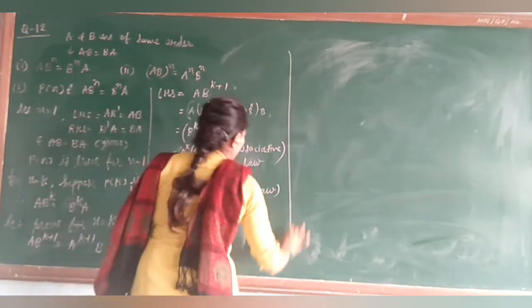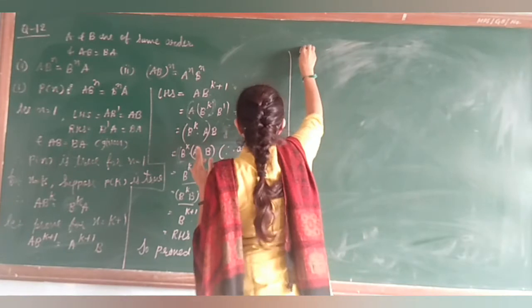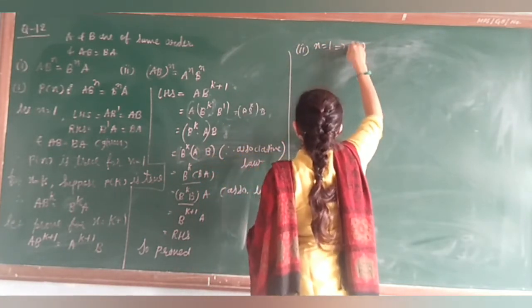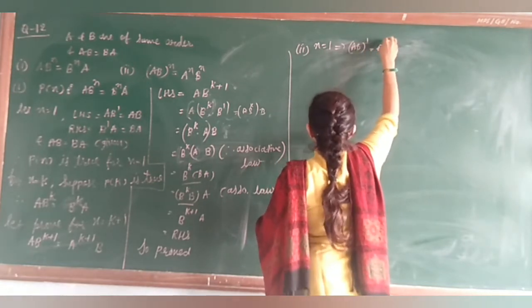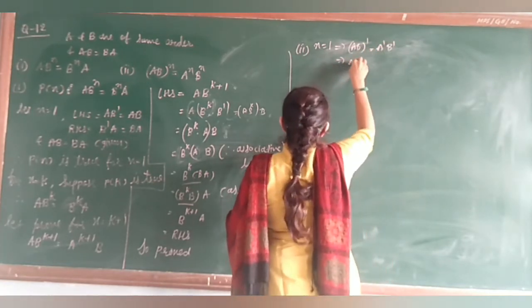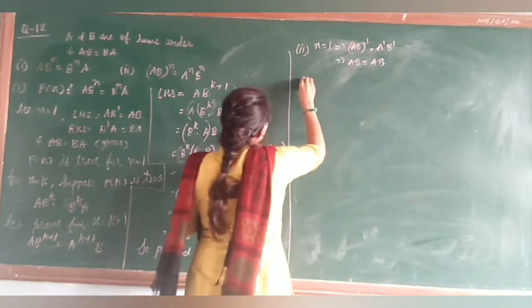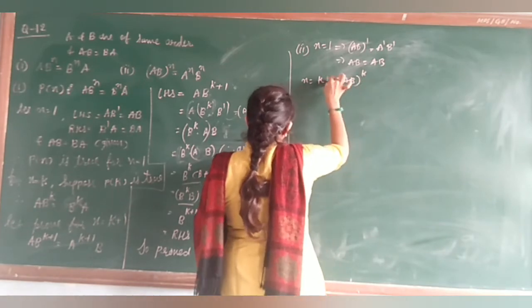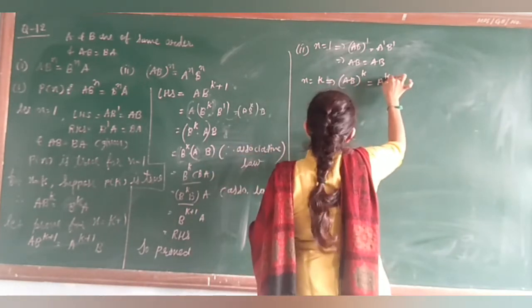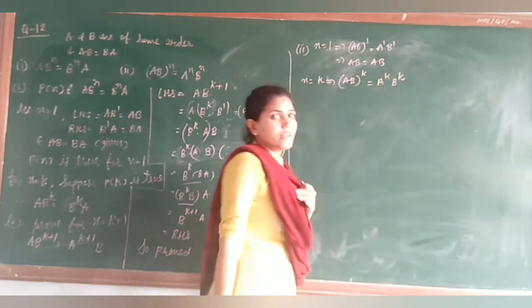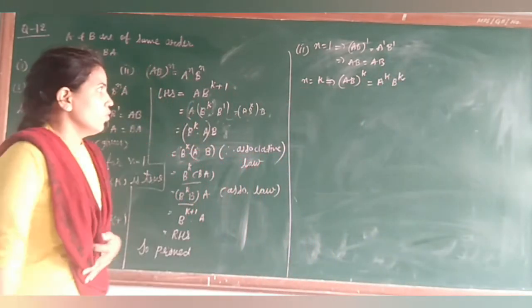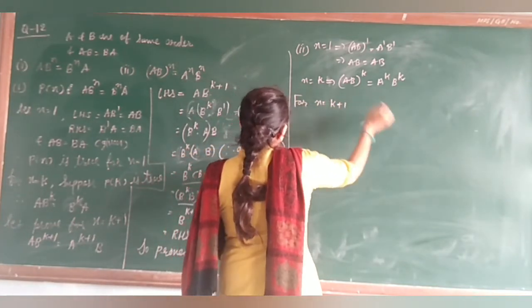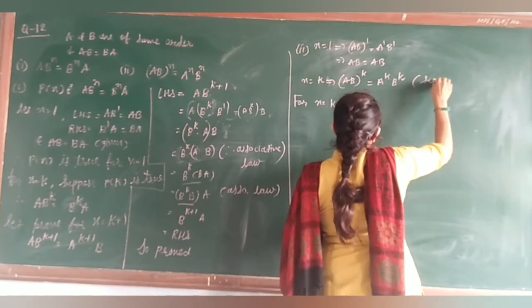Now the second part we are going to prove, that is for ab whole raised to n. So now n is equal to 1: ab whole raised to 1 is equal to a^1 b^1, so ab is equal to ab. For n is equal to k, ab raised to k is equal to a raised to k b raised to k, that we have supposed to be true.